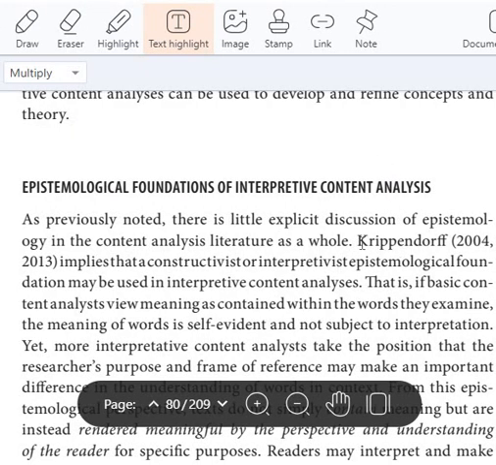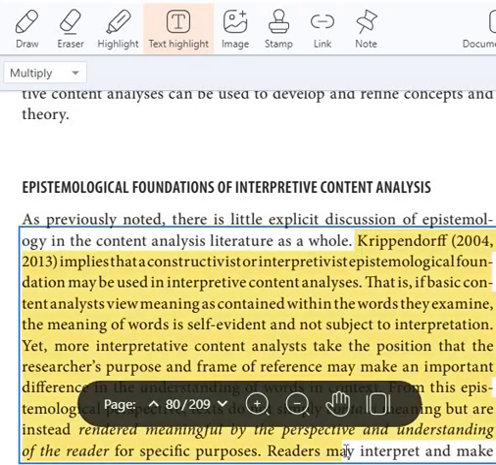Krippendorff in 2004-2013 implies that a constructivist or interpretivist epistemological foundation may be used in this approach. If basic content analysts view meaning as contained within the words they examine, the meaning of words is self-evident and not subject to interpretation, where in the basic, we're not talking here about interpretive.